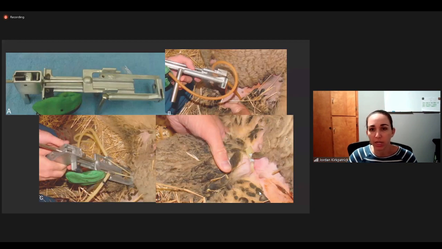But basically they're taking that rubber band you saw in the previous image, or this rubber tubing, and they pull the testicles down and then put it around the top of the scrotum. And again, it causes necrosis and they eventually fall off.